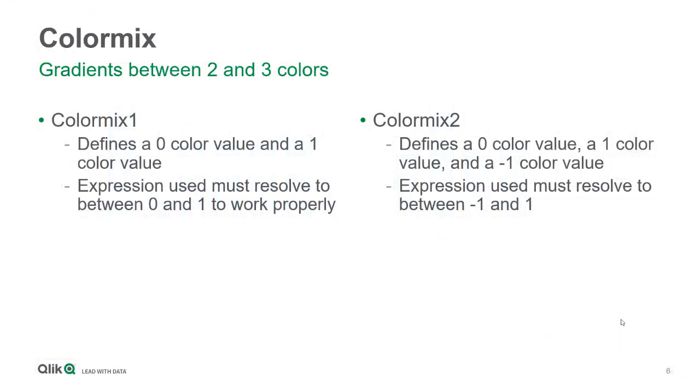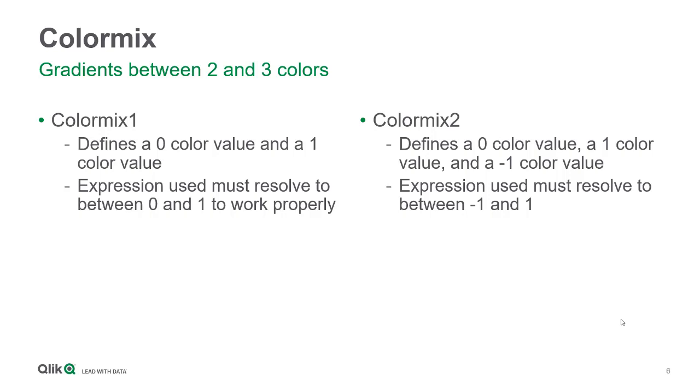Okay, so finally we have our color mix colors. So color mix functions are, there's color mix 1, color mix 2. Color mix 1 takes a calculation that falls between 0 and 1, defines a 0 color and a 1 color, and gives a gradient between those two colors based on where the calculation falls between 0 and 1. Color mix 2 works very similarly. The only difference is that this is now values between -1 and 1. You define a 0 color value, a 1 color value, and a -1 color value.